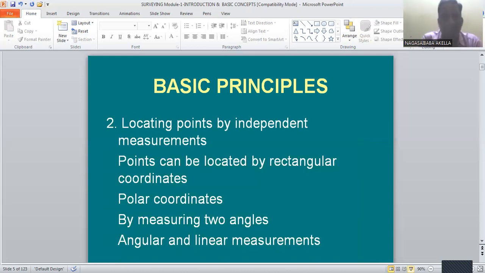The second principle is locating a third point by known reference points. This can be done by rectangular coordinates, polar coordinates, or by two angles, or one angle and one linear measurement. Like that, you can locate the third point.